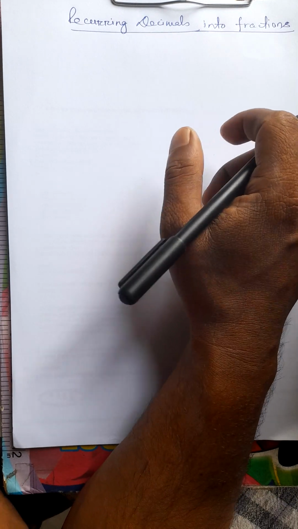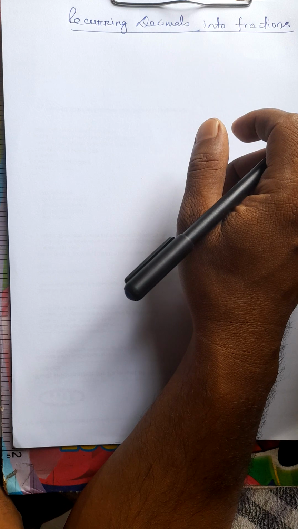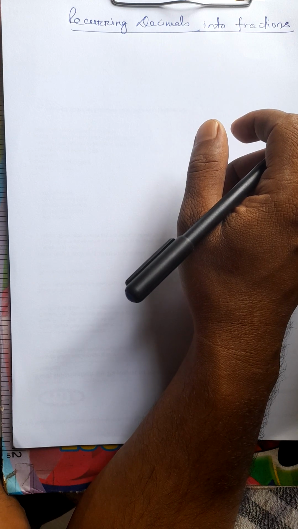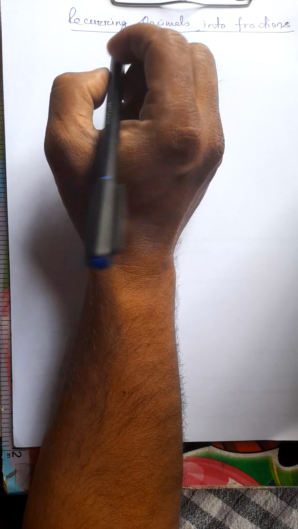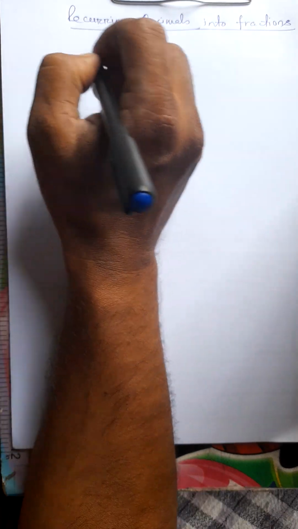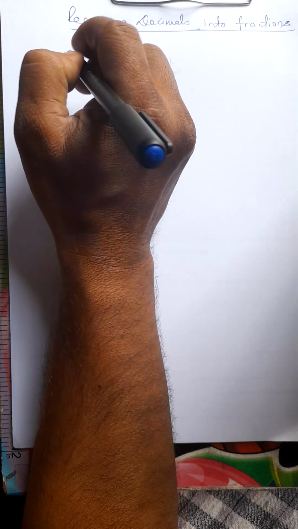Welcome to viewers. In this video we are discussing how to convert recurring decimals into fractions using the properties of geometric progression. So let's quickly remember the sum of infinite terms of a GP.